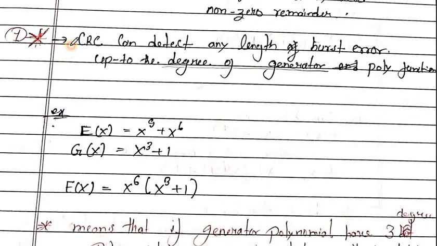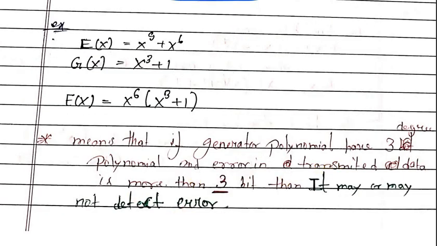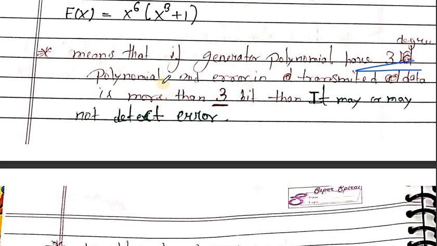In CRC, it can detect a burst error of any length up to the degree of the generator polynomial function. In CRC, the receiver will detect only the error of bits equal to the degree of the generator polynomial function. This means that if the generator polynomial function has degree 3 and there is an error of more than 3 bits in the transmitted polynomial function, then it may or may not be detected by CRC.